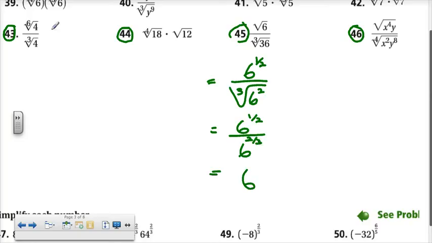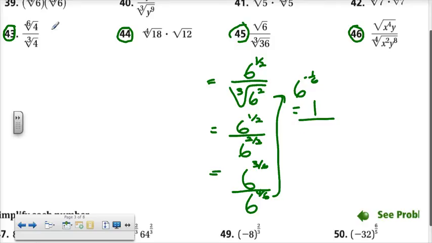Least common denominator for 1/2 and 2/3 would be 6. So it'll be 6 to the 3/6 over, seems like way too many 6s in this problem, 4/6. So 3/6 minus 4/6 is 6 to the negative 1/6, which means we have 1 over the 6th root of 6.